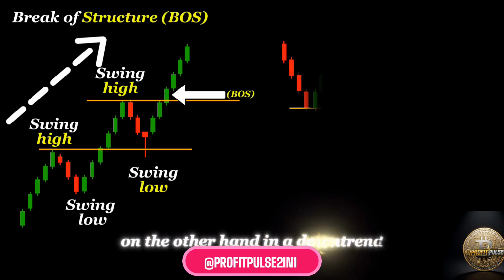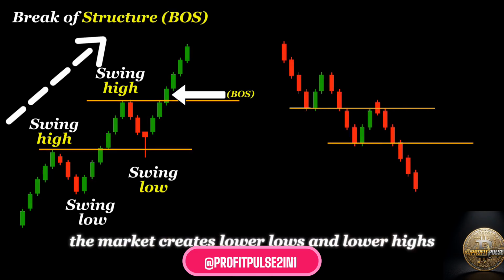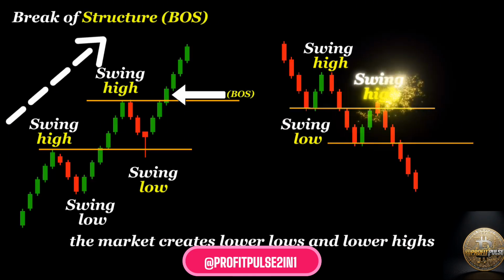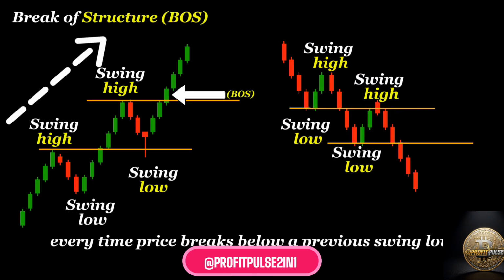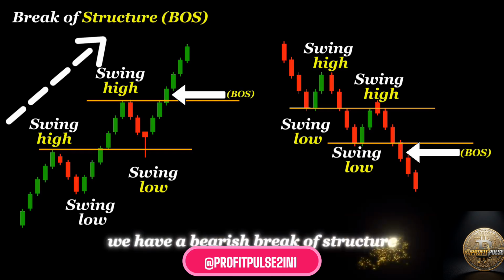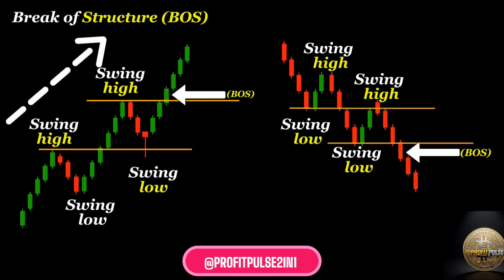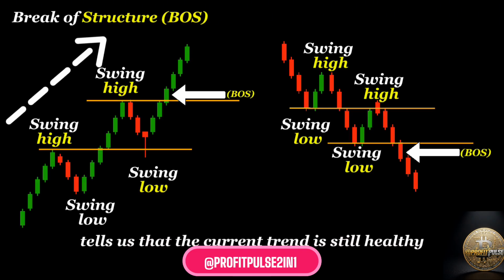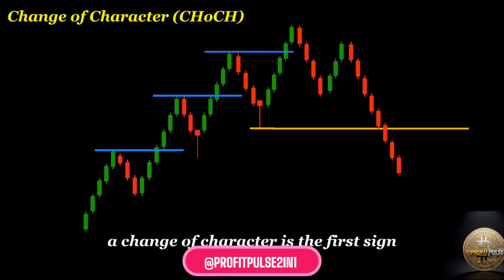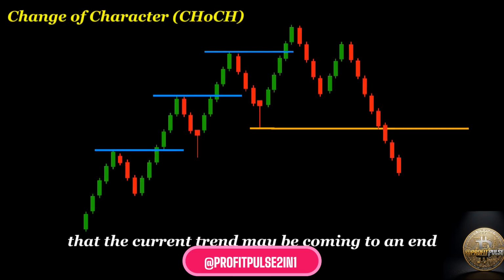On the other hand, in a downtrend, the market creates lower lows and lower highs. Every time price breaks below a previous swing low and creates a new lower low, we have a bearish break of structure. Simply put, a break of structure tells us that the current trend is still healthy and likely to continue. A change of character is the first sign that the current trend may be coming to an end.